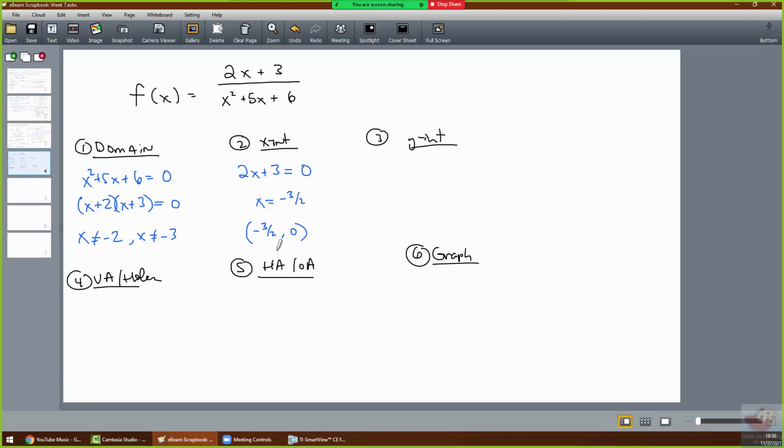But as a comment, one thing we would have to check, which we're okay here, is negative 3 halves is in the domain. So, for instance, if in step 2 here, we found x to be negative 2, we cannot say that negative 2 comma 0 is an x-intercept because negative 2 is not in the domain. Things have to be in the domain in order to be x-intercepts.